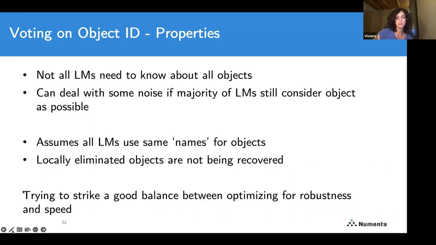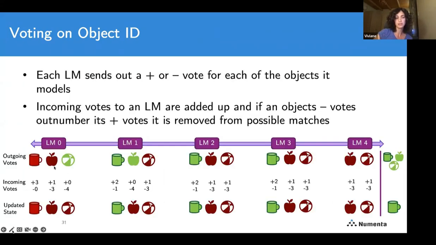And yeah, overall, I was just trying to strike a good balance between optimizing for robustness and speed. So we could say we get a negative vote for the cup here, so we eliminate it, and that makes it narrow down on something faster, but it also makes it less robust to noise. So that's what I've been trying to balance here. Yeah, that's a tricky balance, but it seems like if that learning module 0 is pretty certain it's not the mug for whatever reason.